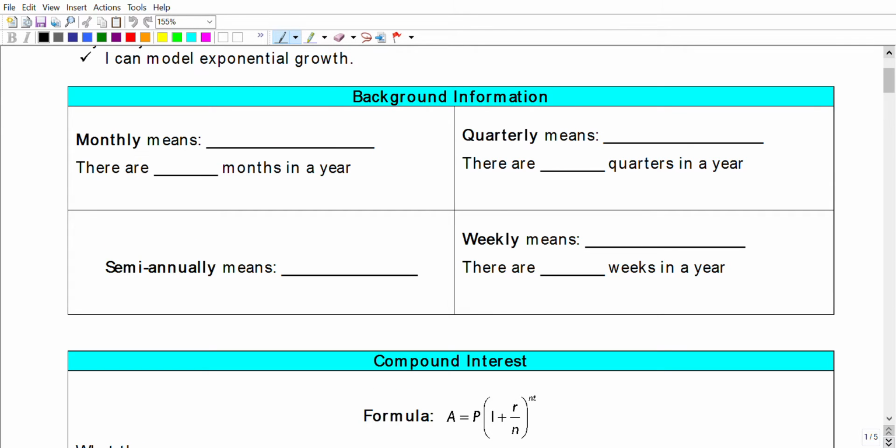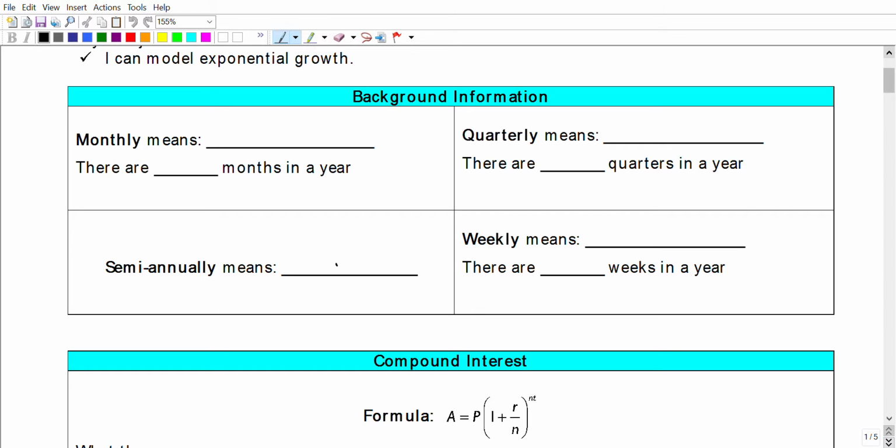So let's go ahead and start talking about a few things that will get us jump started into our topic today. All right, first off, let's see if we have a little bit of background information. If you guys remember a few of these things or what these keywords mean. All right, guys, so when we talk monthly, what are we talking about? Well, when we're talking about monthly, we're talking about every month.